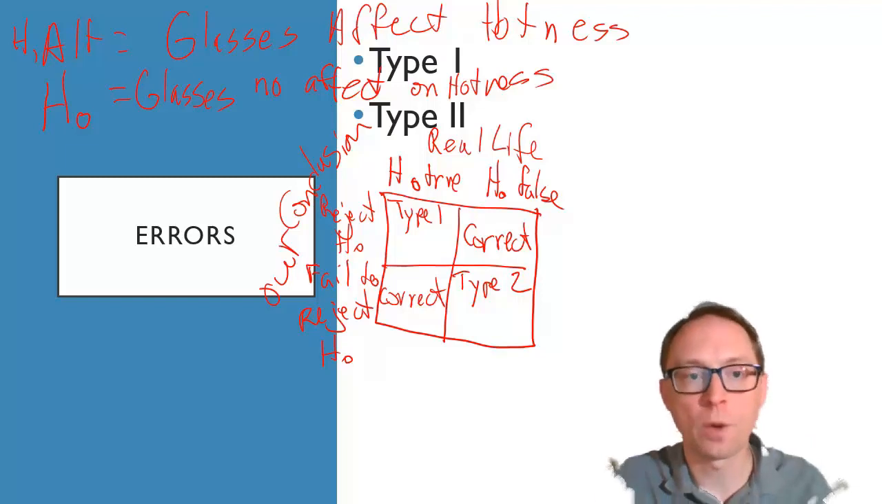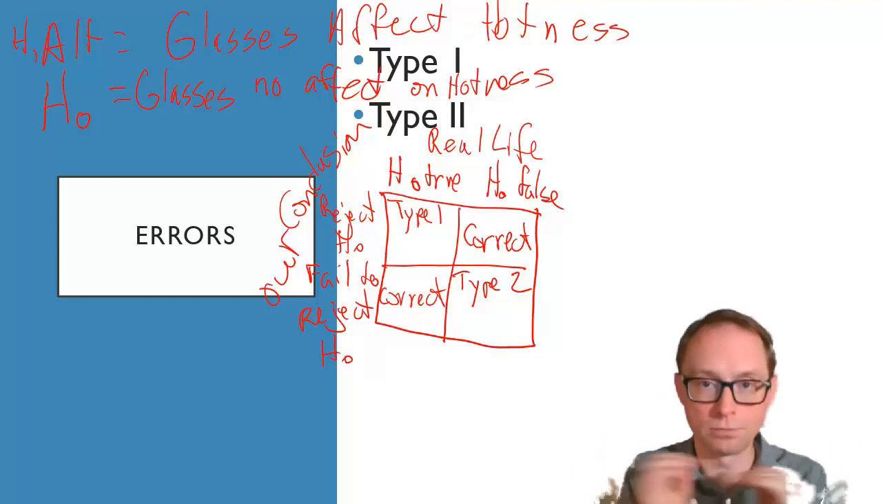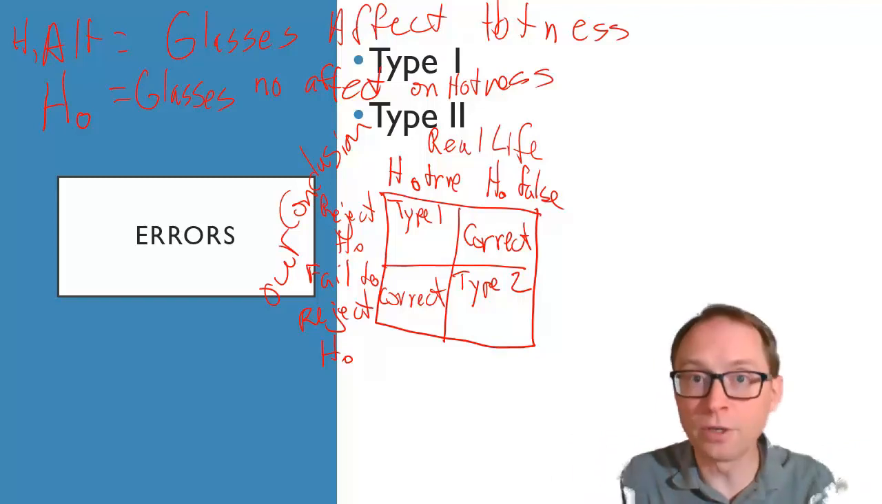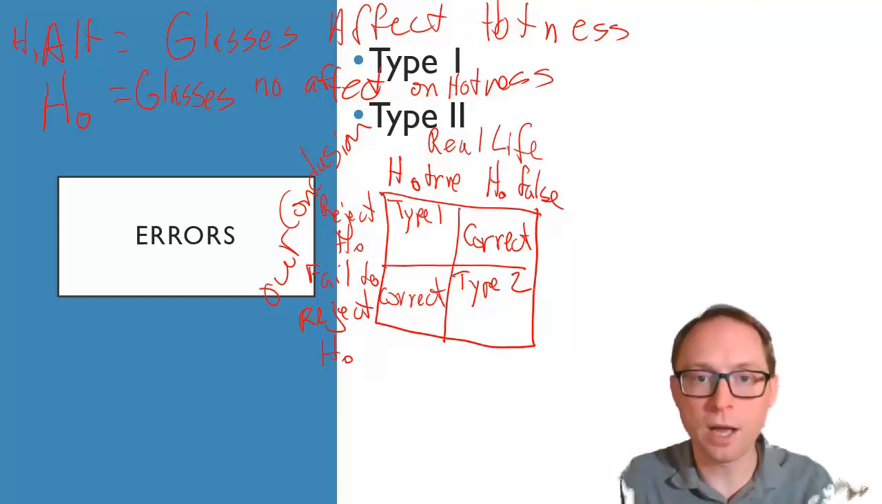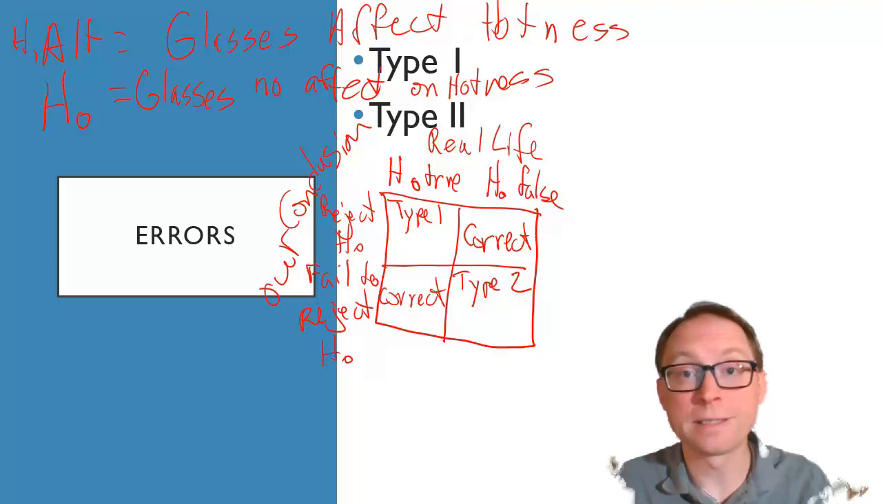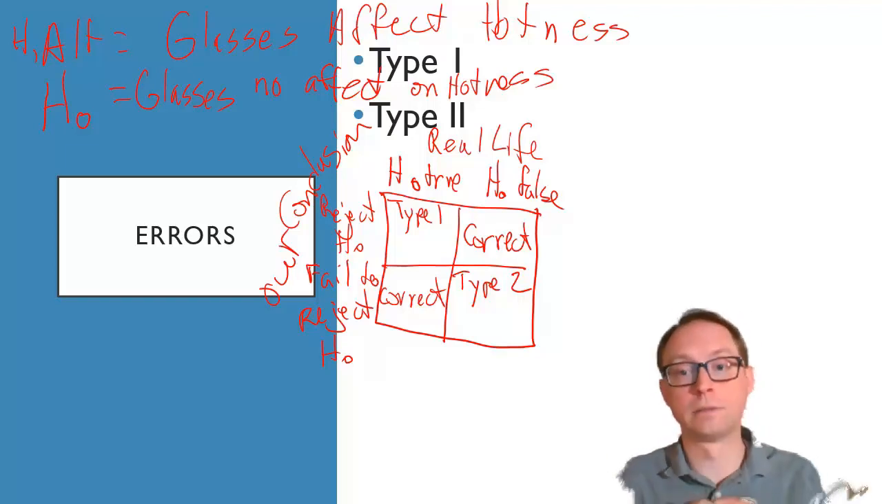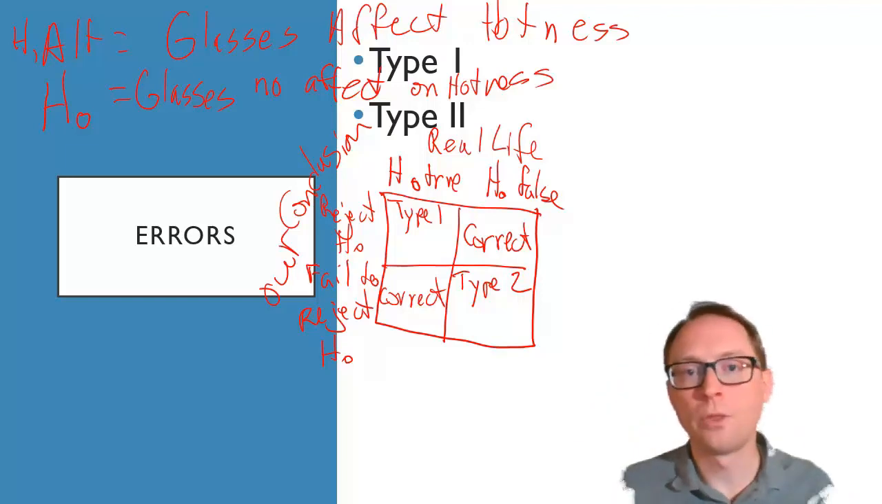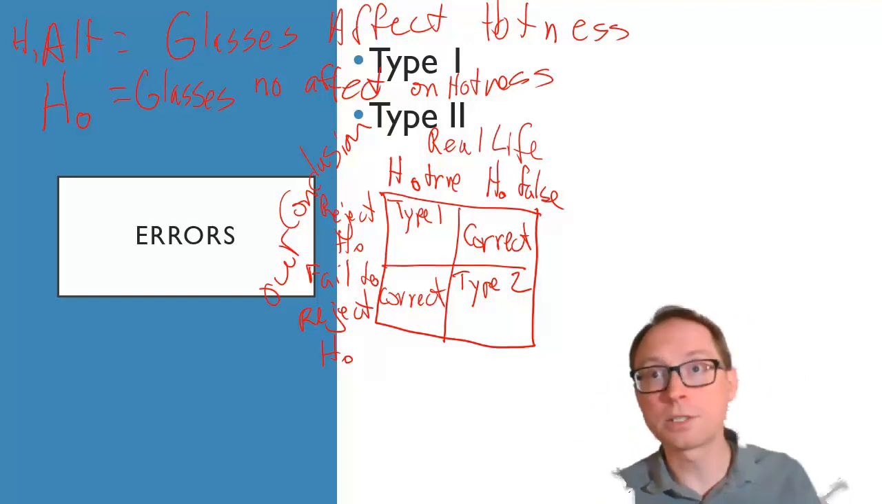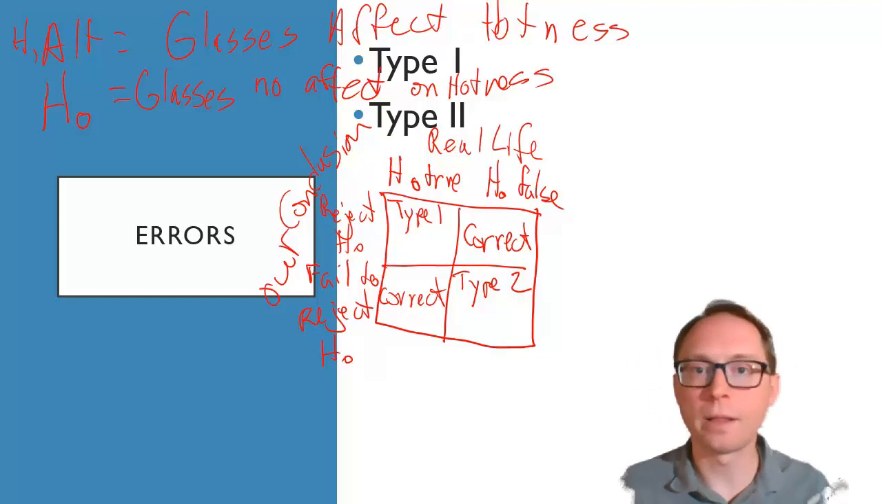Okay, so the type 1 error is when you reject the null hypothesis when the null hypothesis is true. Okay, what's the null hypothesis? The null is that glasses doesn't affect your hotness. Null, no effect. If you reject the null, then you're saying glasses affects hotness. So if my conclusion is glasses affects hotness, when in reality it does not, I've made an error. I've just published to the world that glasses affects hotness. Hey, everybody, glasses is going to make you hotter. But in reality, it doesn't. That's a problem. That's a big problem.